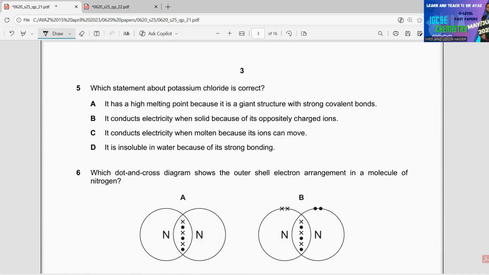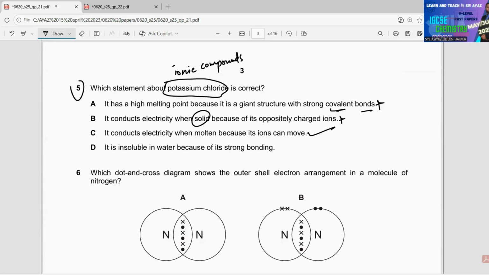Moving to next MCQ, which is number 5. Which statement about potassium chloride is correct? A, it has a high melting point because it is a giant structure with strong covalent bonds. It's an ionic compound. Remember, it's an ionic compound. Ionic compounds do not have covalent bonds. So statement A is incorrect. B, it conducts electricity when solid because of its oppositely charged ions. Ionic compounds never conduct electricity in the solid state. Also incorrect. C, it conducts electricity when molten because its ions can move. This is correct. Because in the molten state, ions can move.